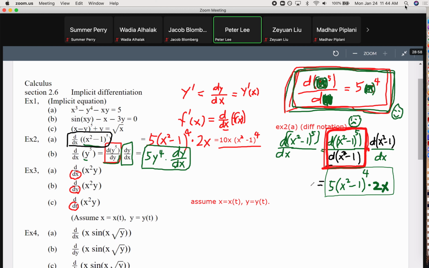These are different ways of writing. Whoever writes gets to pick which way they want to write the solution. So your job is to understand all different notations here. Don't insist that you can do it only this way. That's not the way to go. You have to understand what others write too. Any question on example 2a and b?